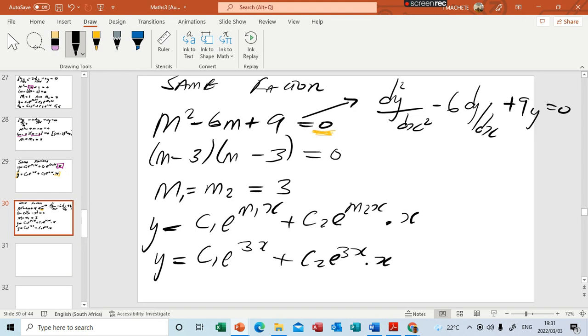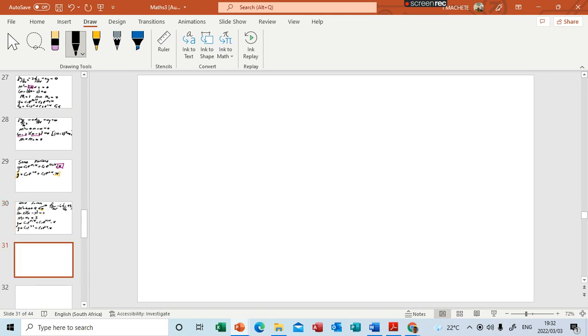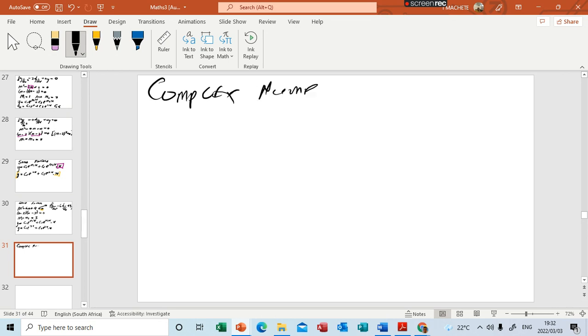Any question? I did 2 examples, then we move to the one that I was talking about, where you've got complex numbers. Okay, it seems like there's no question. So the next one is when you've got complex numbers as your factors.